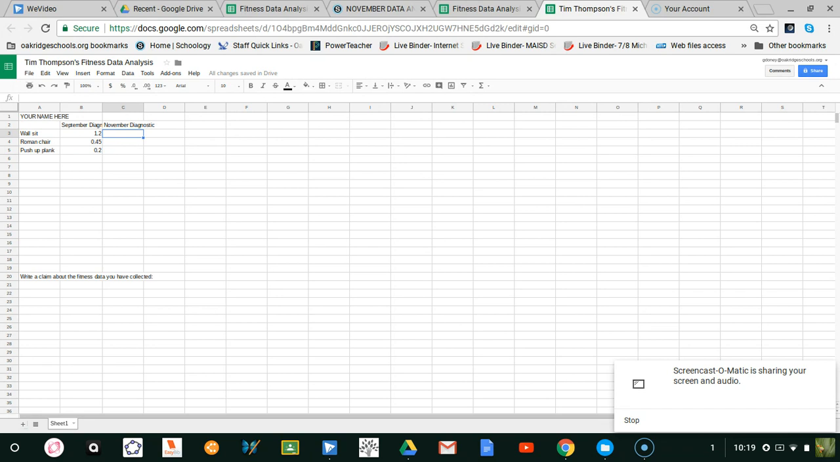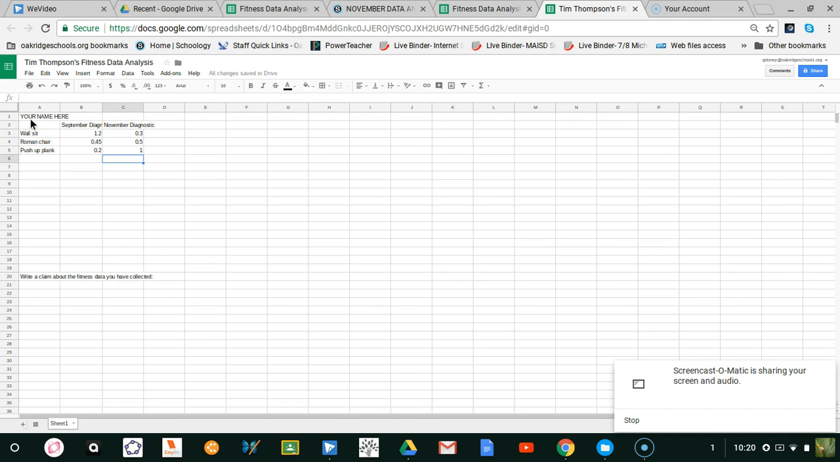Then in November, maybe Tim Thompson had an injury, so his wall sit was only 0.30 seconds. He went from being over a minute to down to 30 seconds because he had an injury. And then Roman chair, not a lot of improvement because he only does the little bit of exercising that we do in class. So he's only gone from 45 seconds to 50 seconds. It's still a 5-second gain. Push-up plank, though, we're going to say that he really improved because he's focused a lot on doing arm exercises at home. We are making Tim Thompson's story up as we go. So he goes from 20 seconds all the way up to 1 minute. So there, all of his data is in.